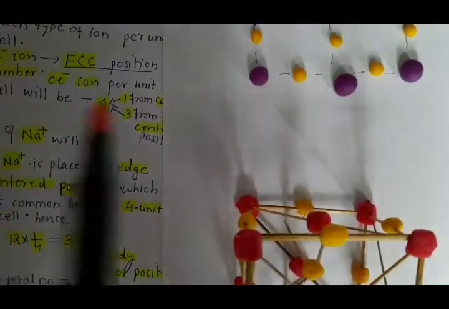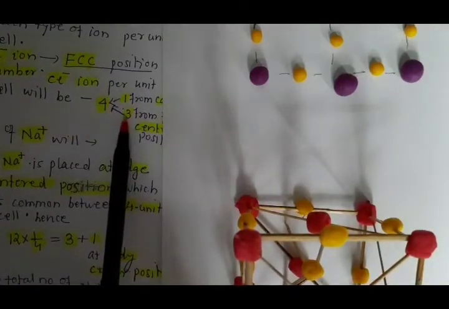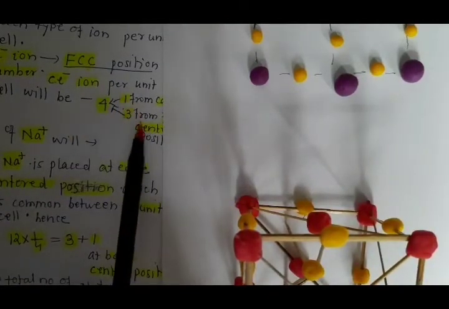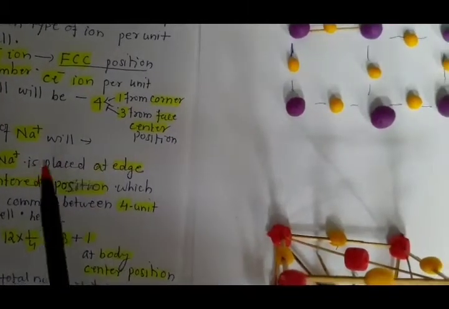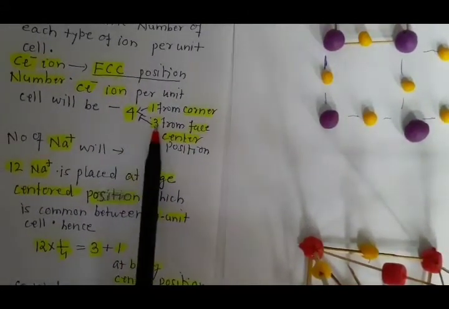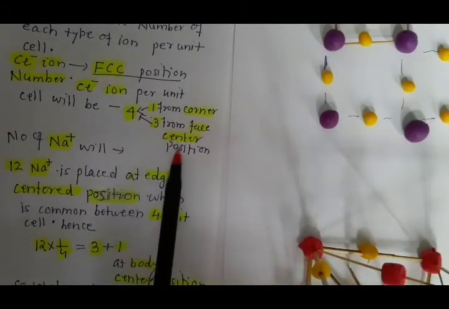3 plus 1: 3 contributed from the face centered positions and 1 from the corners. So the total number of chloride ions per unit cell will be 4, 1 from the corners and 3 from the face centered positions.